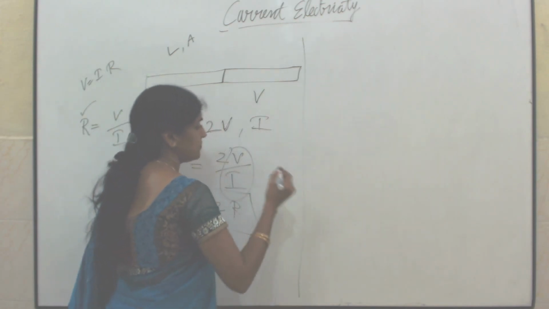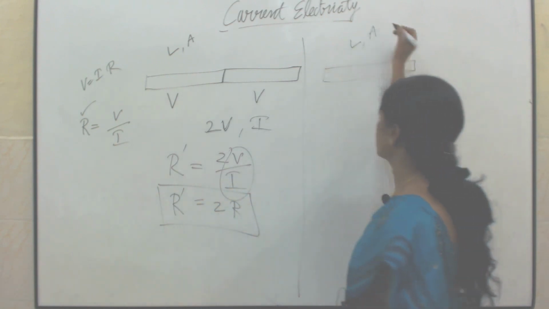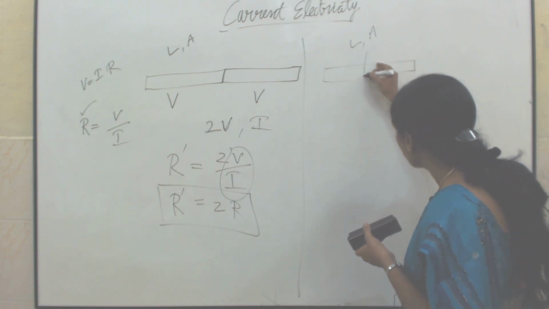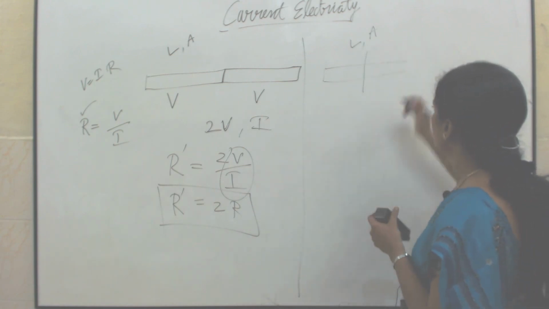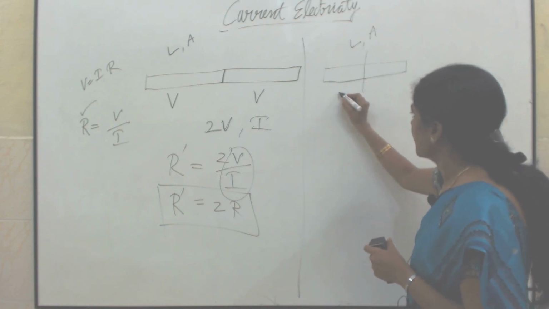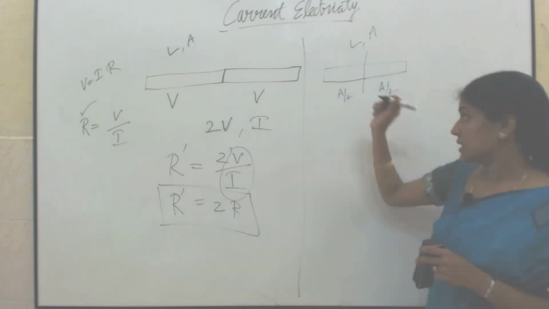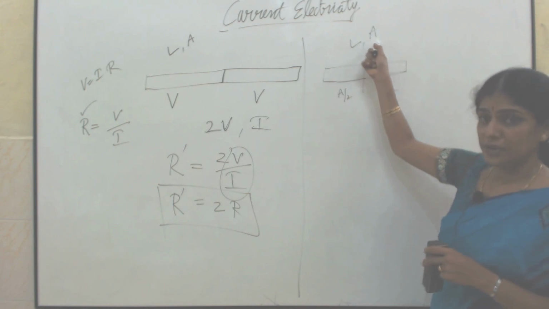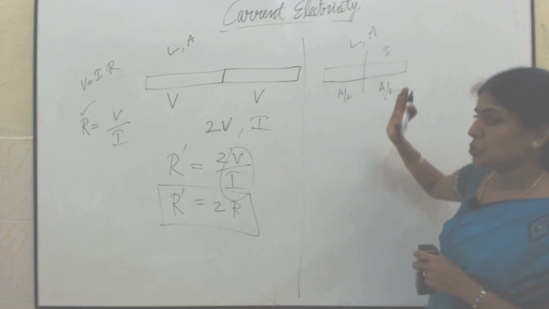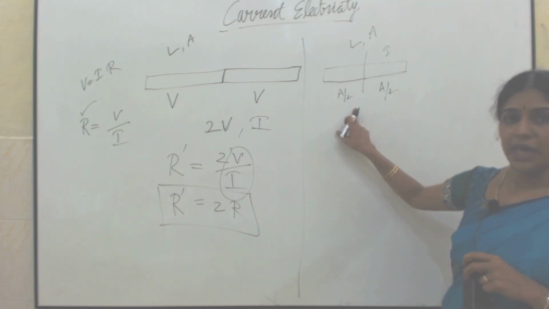Now I am going to take a slab of length L and area of cross section A. I am going to cut this into two equal halves such that this area of cross section is A by 2 and this area of cross section is A by 2. A single slab of length L and area of cross section A, let I be the current flowing in this conductor. I cut it into two. That is, I am decreasing the area to half of the area of cross section.